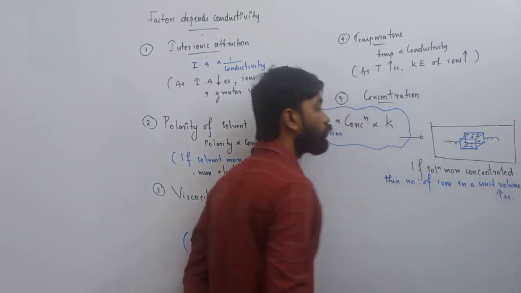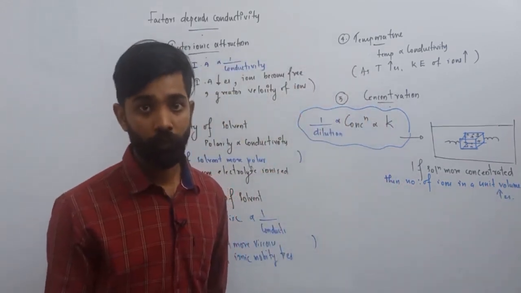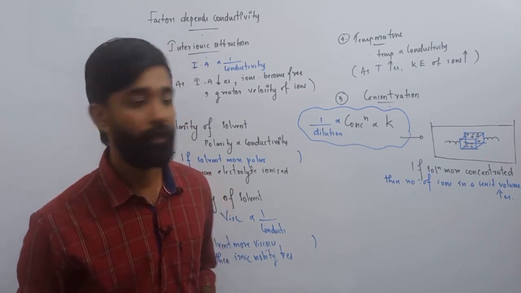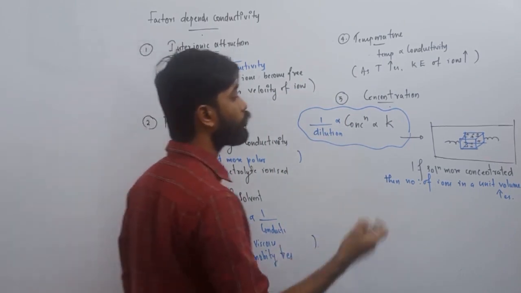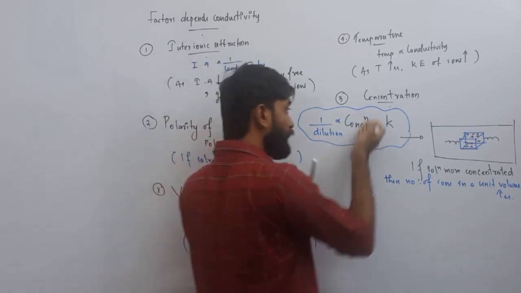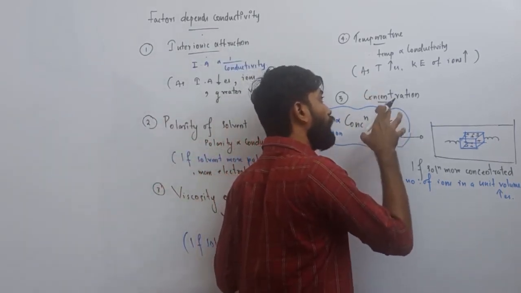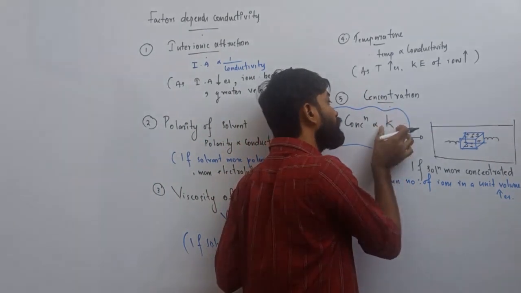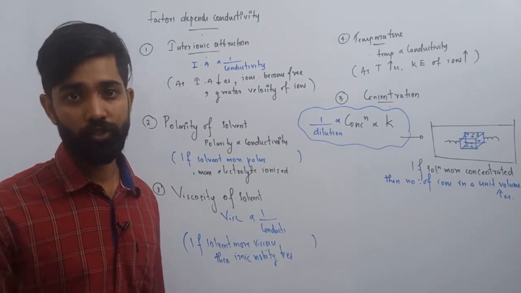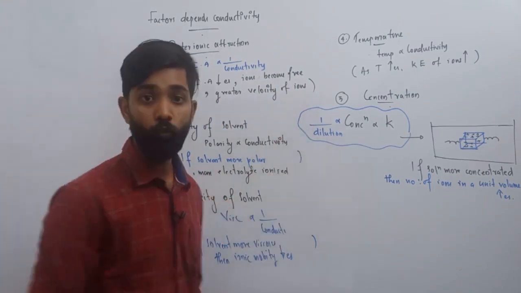Number of ions in a unit volume increases. We know that specific conductance is the conductivity in a unit volume, right? So number of ions in a unit volume increases means its conductance increases. That's why as we increase the concentration, the number of ions in a unit volume increases, which means specific conductance increases.